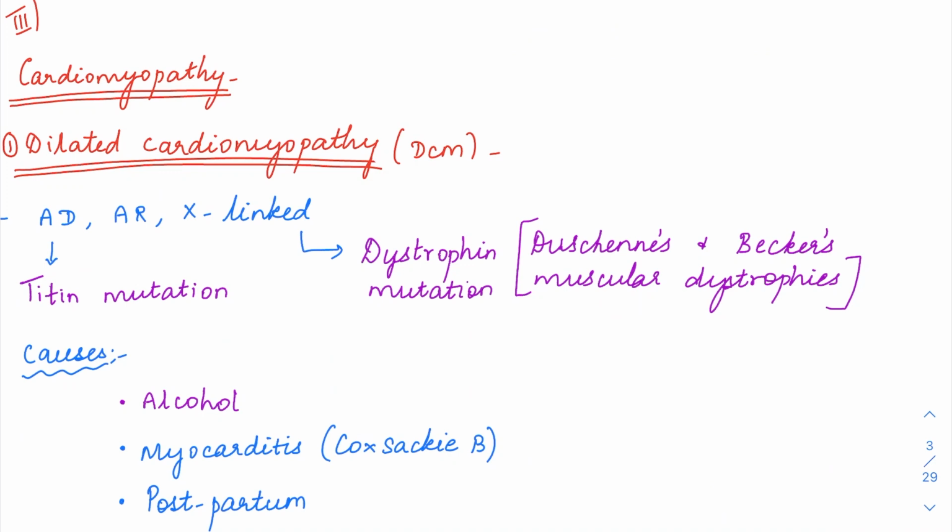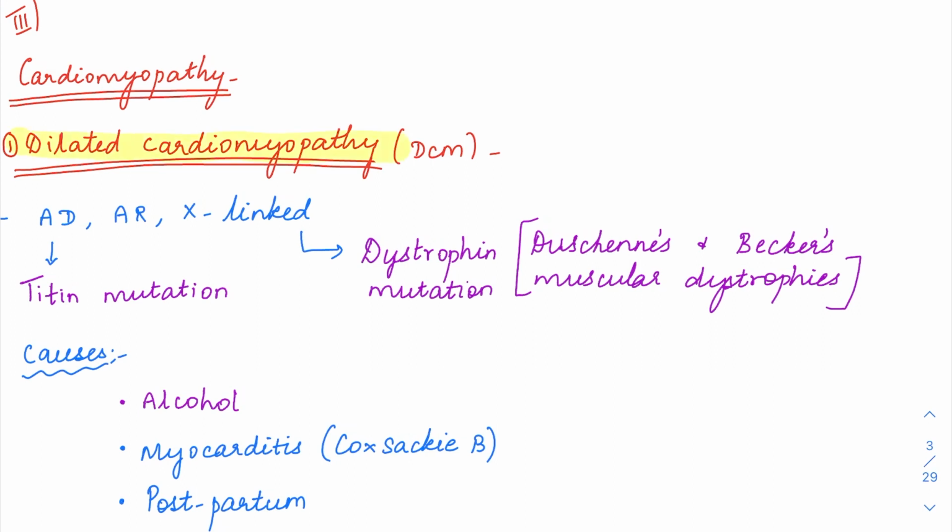Moving on to the next topic, which will be cardiomyopathy. We have three basic types of cardiomyopathies: dilated cardiomyopathy, hypertrophic cardiomyopathy, and restrictive cardiomyopathy. First, we'll look at dilated cardiomyopathy, which is the most important of all.